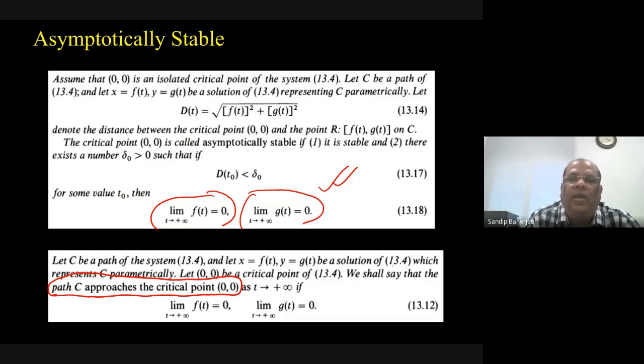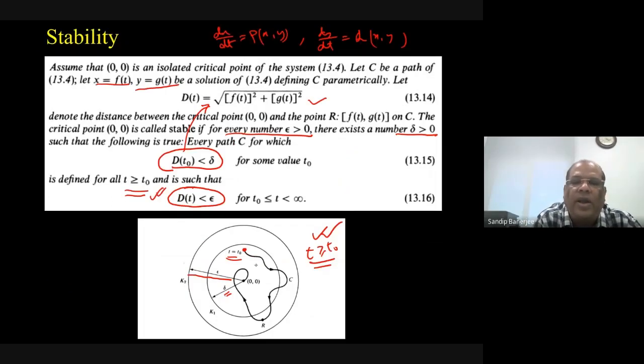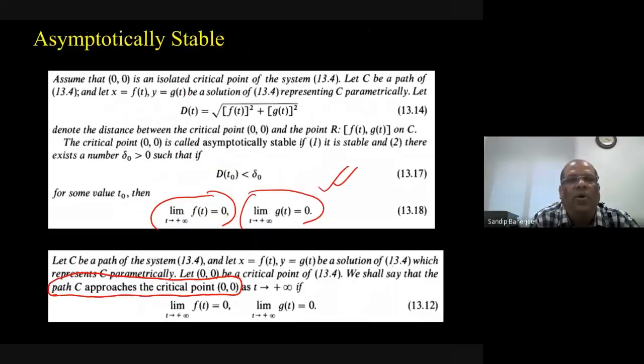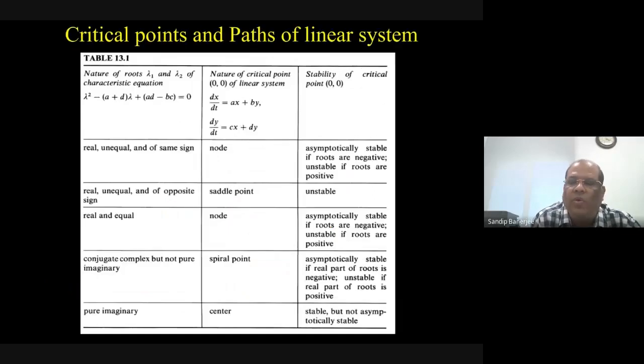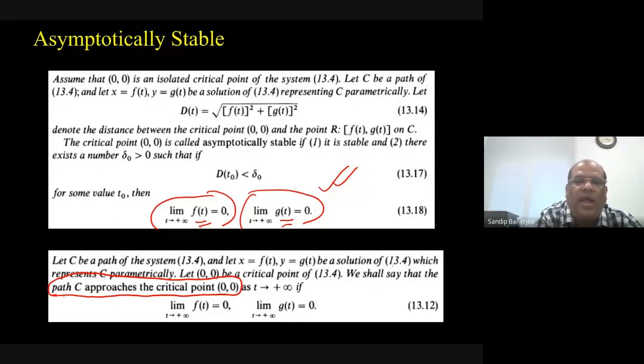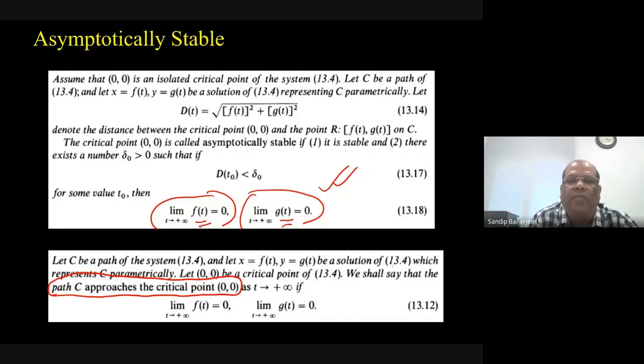By stability, you mean that the point which starts at t equal to t0 and lies inside the circle of radius delta must lie within the circle of radius epsilon for t greater or equal to t0. Now, for asymptotically stable, this much has to hold. That means the system has to be stable. And at the same time, you have these two limits, which must be equal to 0, which means that the path must approach the critical point (0, 0).